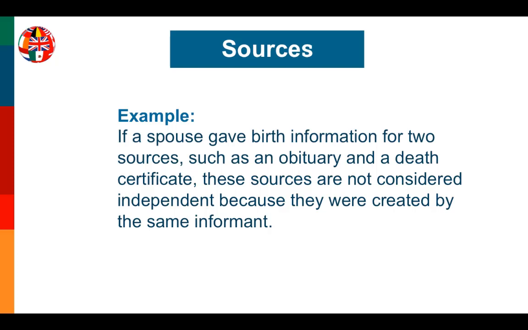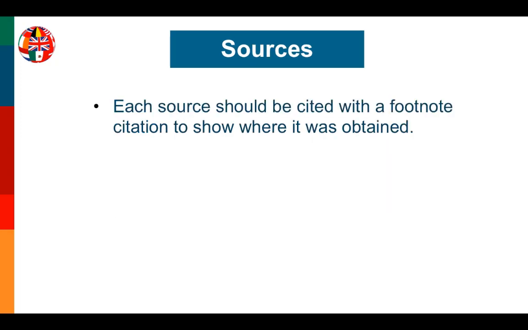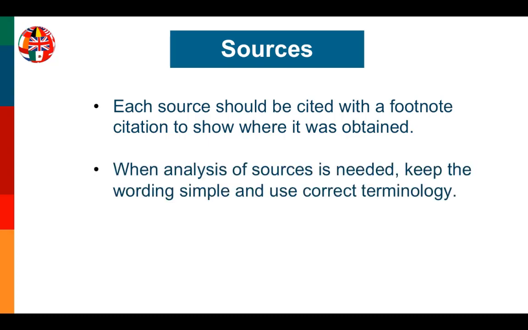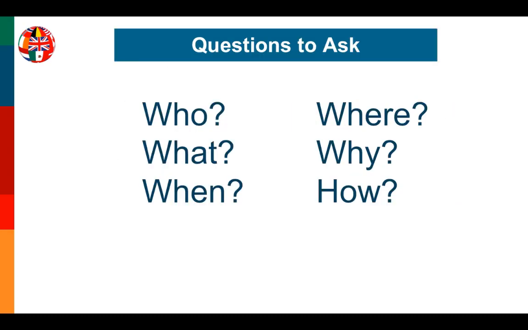For example, if a spouse gave birth information for 2 sources, such as an obituary and a death certificate, these sources are not considered independent because they were created by the same informant. Each source should be cited with a footnote citation to show where it was obtained. Also, when analysis of sources is needed, keep the wording simple and use correct terminology such as original source, derivative source, and authored source. So let's cover some questions that will help in analyzing sources.